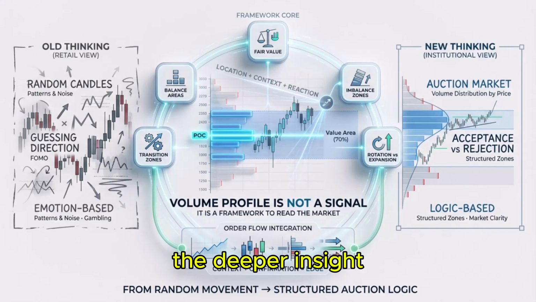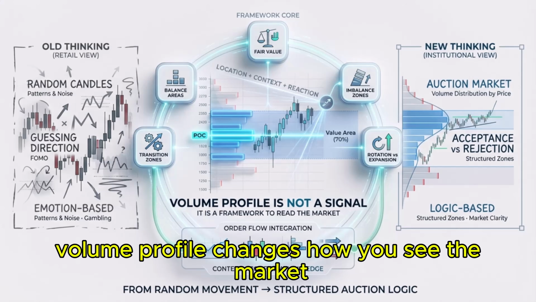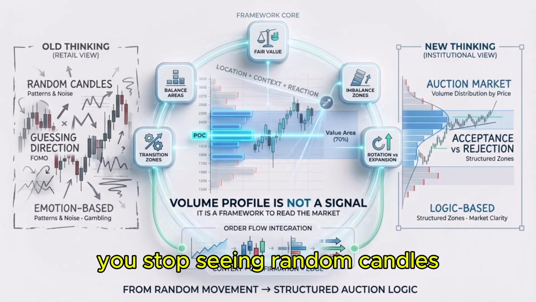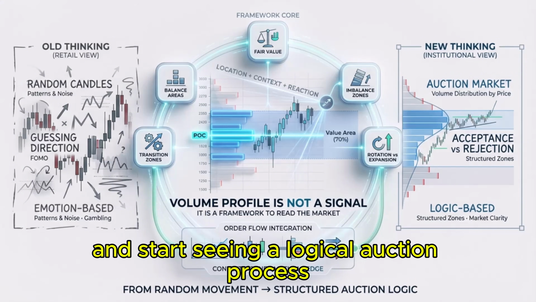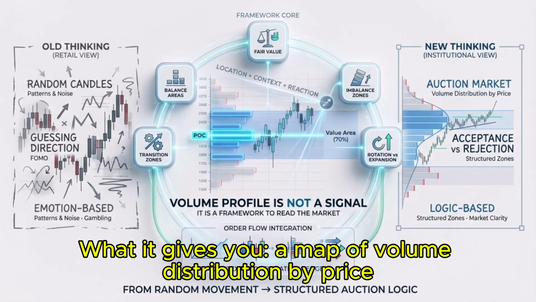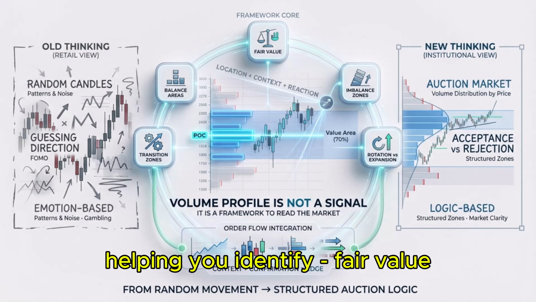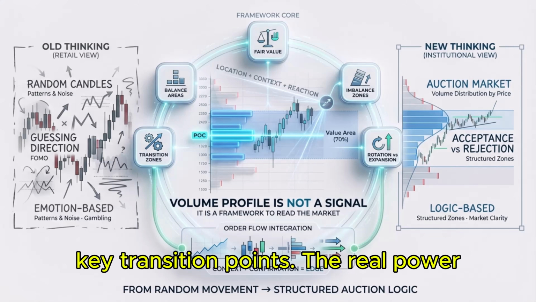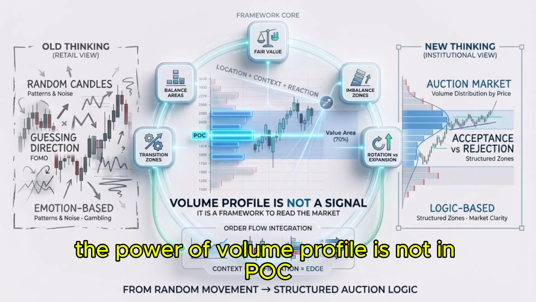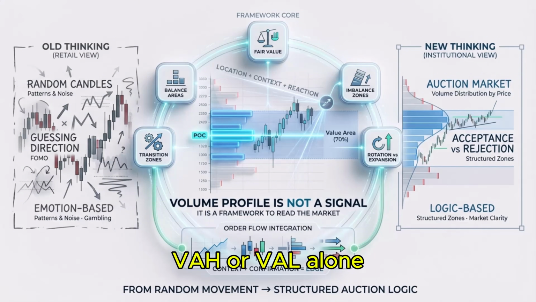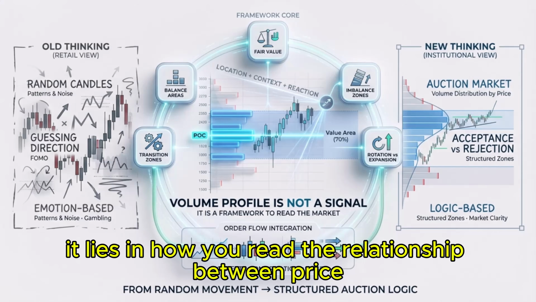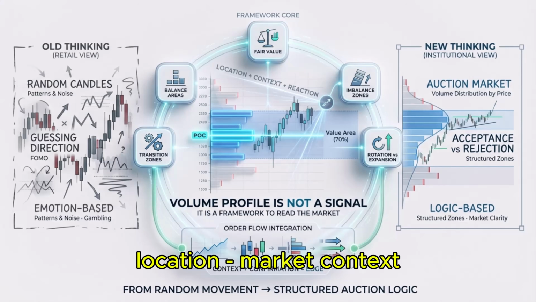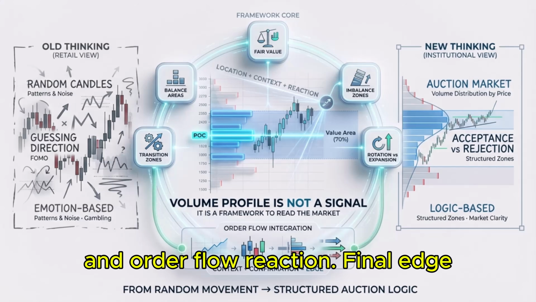The deeper insight: volume profile changes how you see the market. You stop seeing random candles and start seeing a logical auction process. What it gives you: a map of volume distribution by price, helping you identify fair value, balance zones, imbalance areas, key transition points. The real power: the power of volume profile is not in POC, VAH, or VAL alone. It lies in how you read the relationship between price location, market context, and order flow reaction.